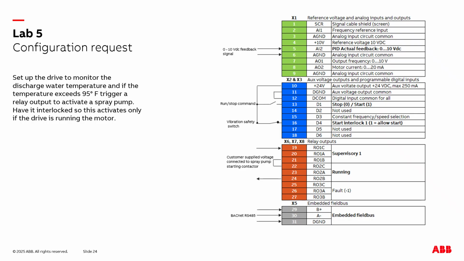The supervisory will be set up in the drive so that when the temperature reaches 95 degrees Fahrenheit, that relay triggers, and the second relay will be set up for running, which makes sure that when the drive is running, that relay closes. I'm going to put a jumper wire between the two relays. So basically, we're putting these two Form C relays in series with each other, so both have to be satisfied for power to be sent to the spray pump for it to run.